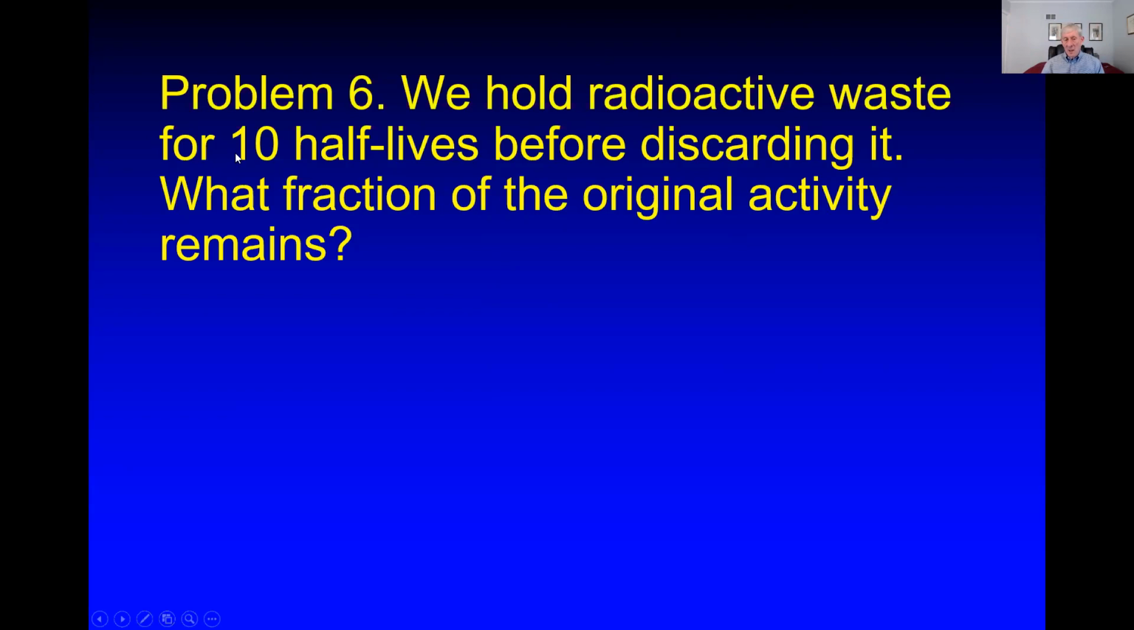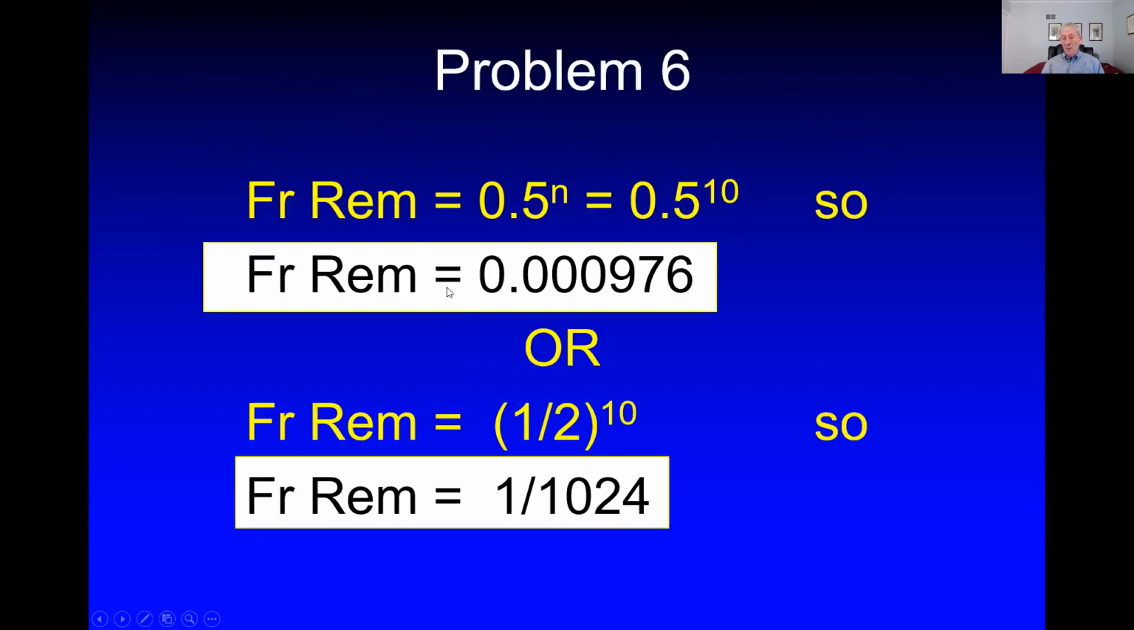What would we say? What is n? N is 10 half-lives. The answer is simply going to be 1/2 to the power of 10. 0.5 to the power of 10. Try this on your calculator. You're going to get 0.5 y to the x key 10 equals, and here's what it's going to give you, 0.000976. If you round that off, that rounds off to 0.001.